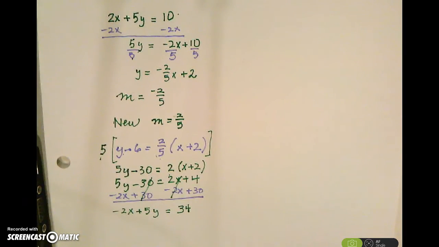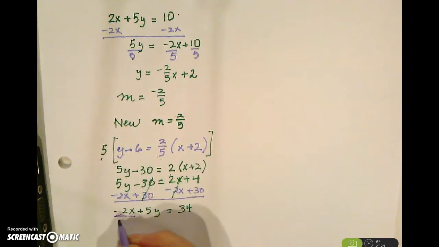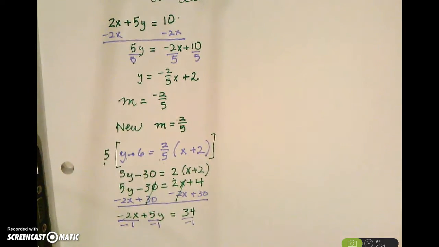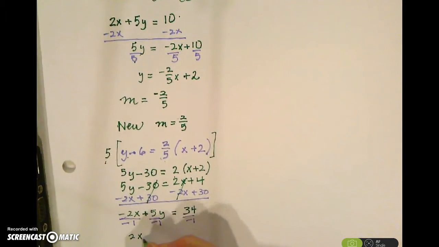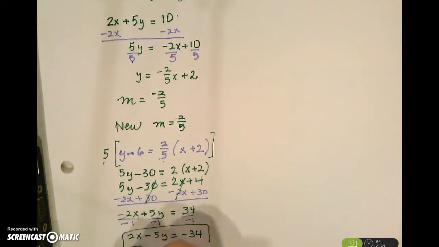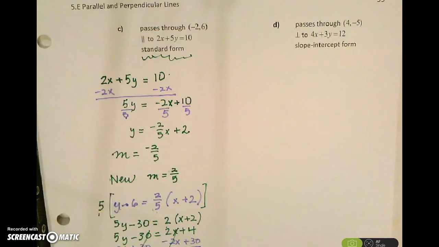When I do this, you notice that I get everything moved over. I have a negative 2x, which is not okay. My x has to be positive. So I'm going to divide through by the negative 1, and that is going to give me 2x minus 5y is equal to negative 34. And there is my new line in standard form. All right, if you haven't done so already, stop the video and try example D.